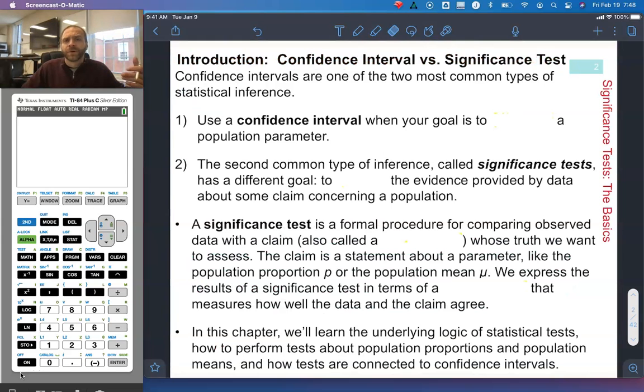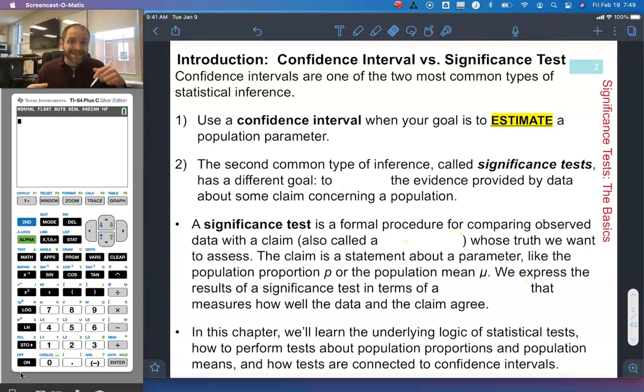So in order to move forward, we have to look at where we've been, because confidence intervals and significance tests are the two most common ways to perform statistical inference, and they have different goals. The goal of a confidence interval was to estimate an unknown population parameter, such as mu or p. So we didn't know the population parameter mu or p, and we used a sample. We created an interval from that sample, and we hoped to capture the population parameter with that.